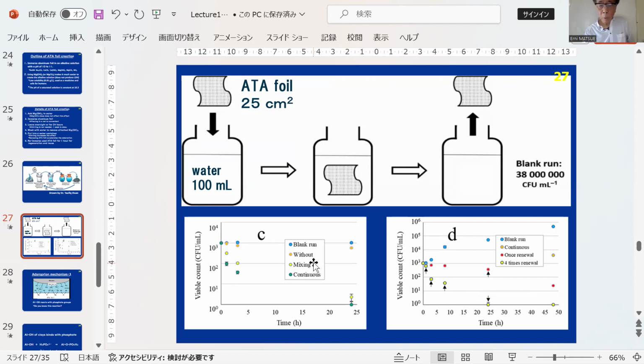This is the effect of washing and stirring. No mixing is similar to the blank. One mix, or continuous mixing. Anyway, mixing is very important, but only one mixing is also effective.